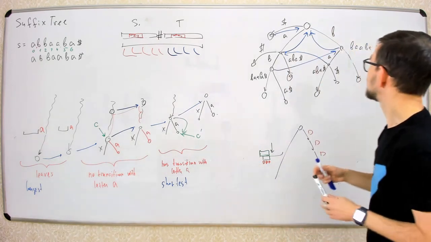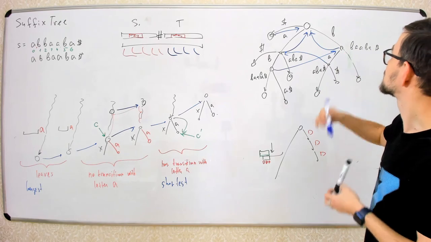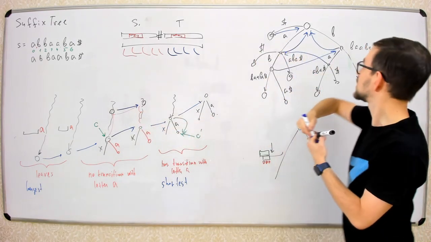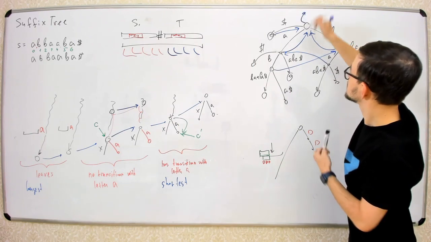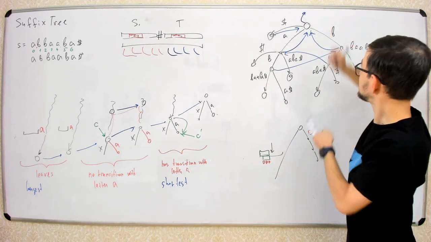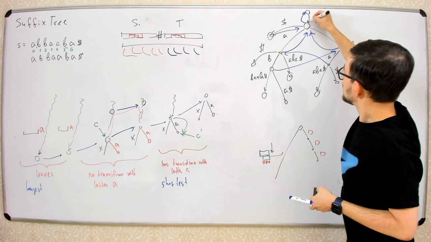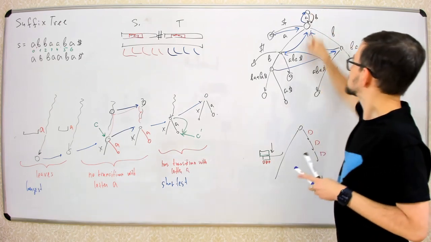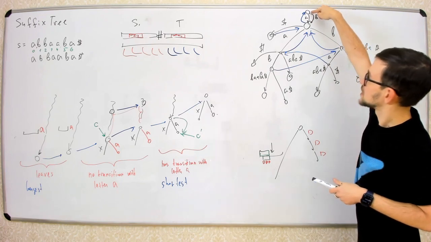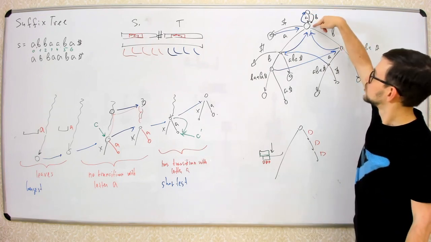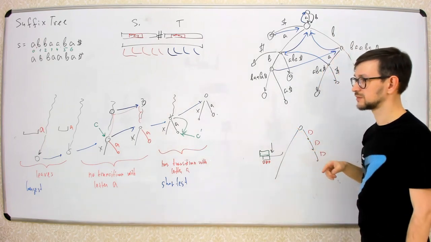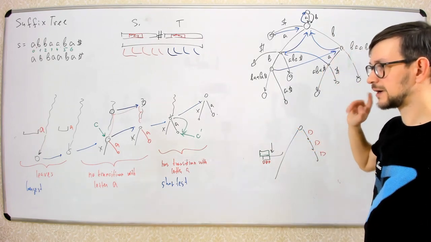One of the small tricks I learned from my colleagues: if you want to avoid this situation, you can make a special fake node with a suffix link, and add special edges from this fake node to the root using all the characters. Yeah, this will eliminate this problem. It looks ugly, but it actually works.